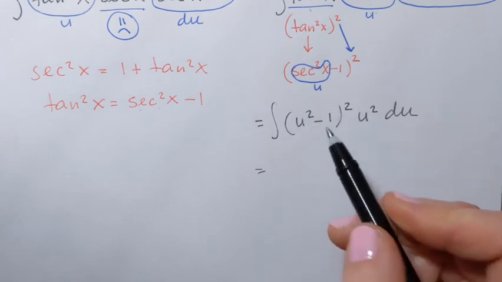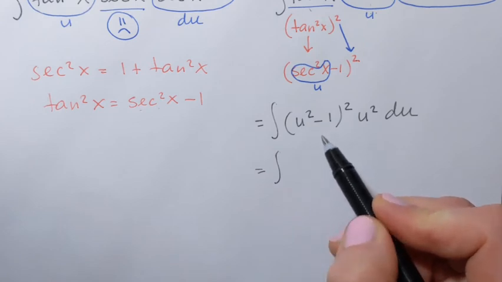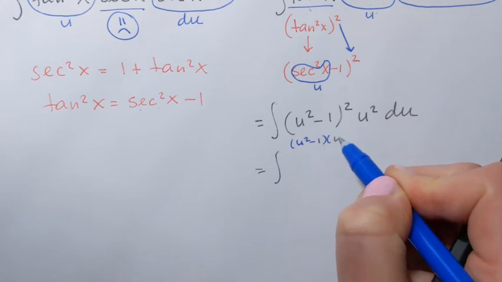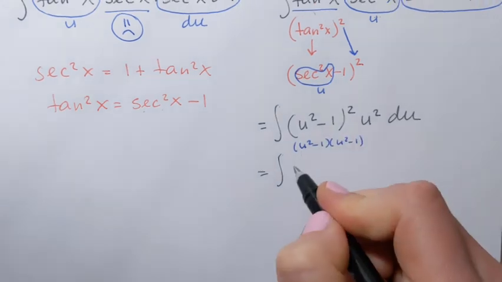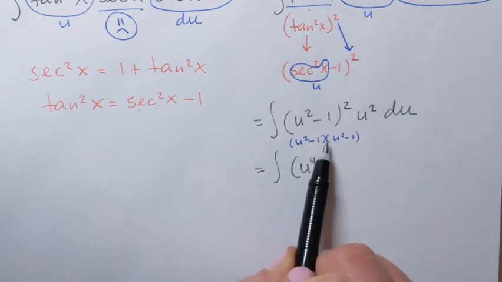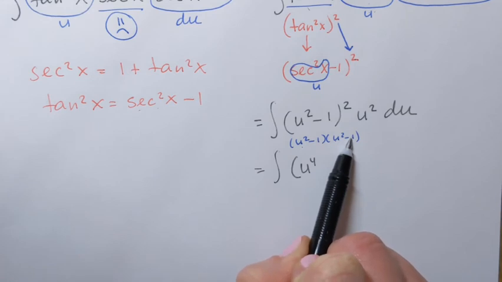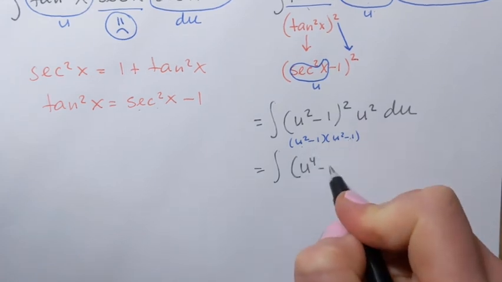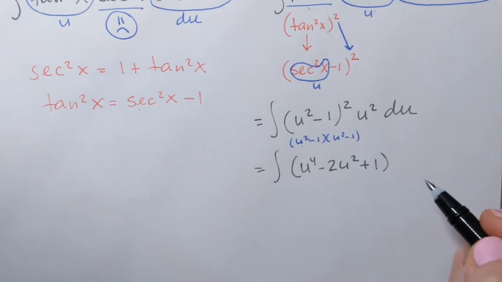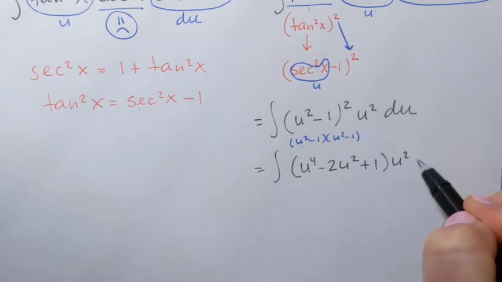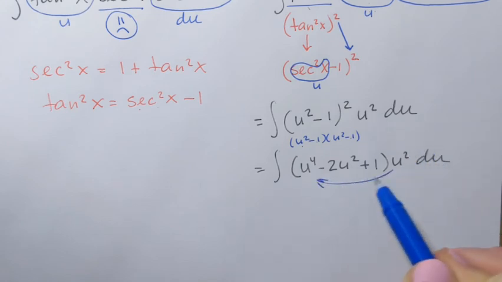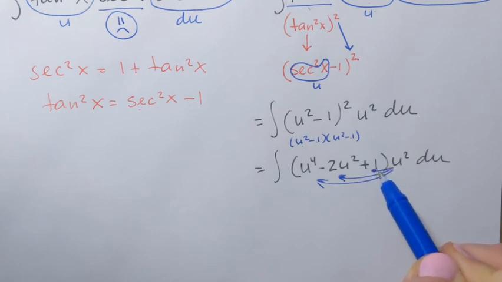I have to perform those operations. First, I'm going to square u squared minus 1. So that's u squared minus 1 times u squared minus 1. And that is u squared times u squared is u to the fourth power. U squared times negative 1 is negative u squared. But I'm going to have another negative u squared. So it's minus 2u squared. And then negative 1 times negative 1 is plus 1. And then I still have u squared outside. And now I will have to distribute.